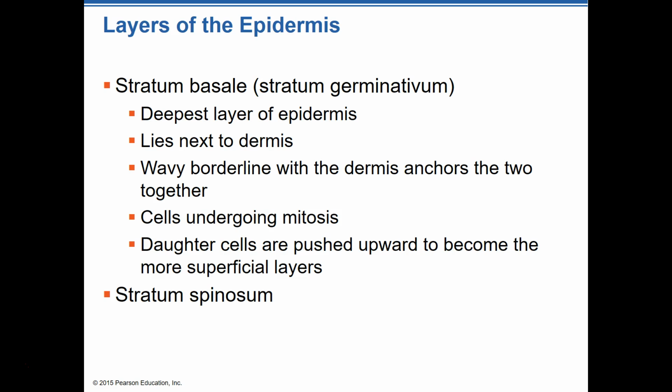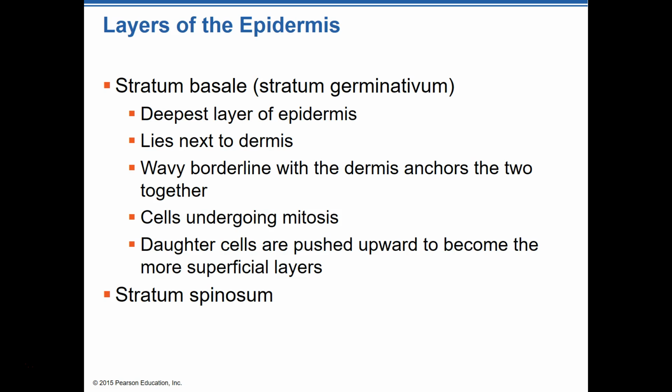So, if we start at the bottom layer, the deepest layer of epidermis, that's the stratum basale, or you can think of it as the basal membrane, or the stratum germinativum. Wow. It's the germinating layer of the skin. It lies right on top of the dermis. It kind of has a wavy borderline with the dermis and anchors the two together. And the cells there are undergoing mitosis. So this is where the new skin cells are being created.